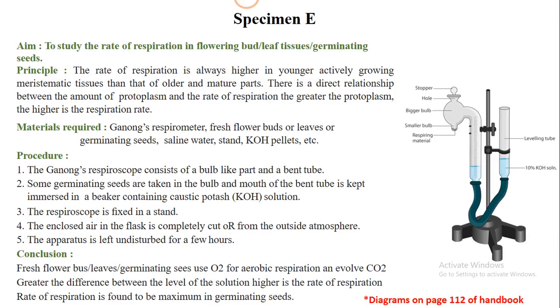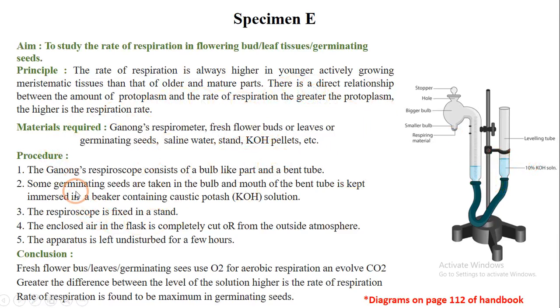Now to conduct this experiment, we require some material. So let us see what we require. The first and most important thing is the Ganong's respirometer. So students, this is the instrument, called the Ganong's respirometer. Other than this, we'll need some fresh flowers, or some fresh and new immature leaves, or some germinating seeds. Then we'll need saline water. We'll need a stand to arrange the whole apparatus of the Ganong's respirometer. And then we'll need KOH pellets, that is potassium hydroxide pellets. So these are the materials that we require to conduct this experiment.